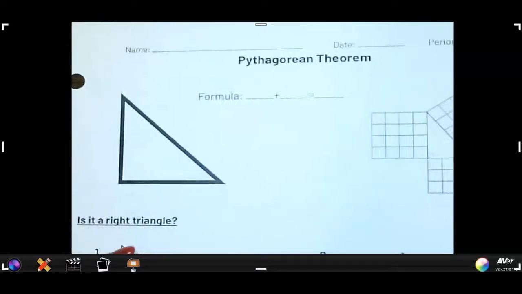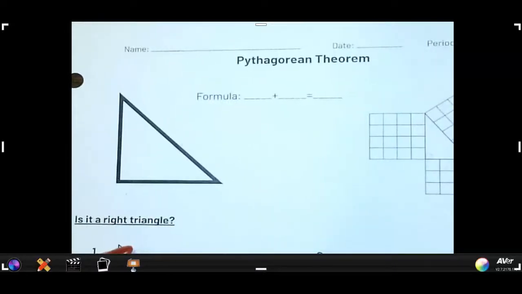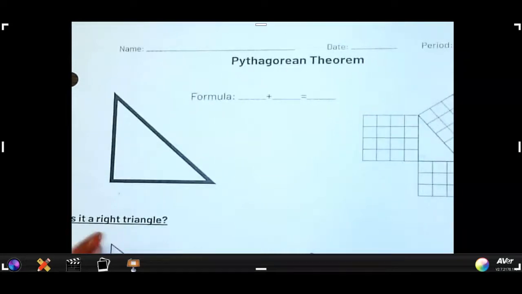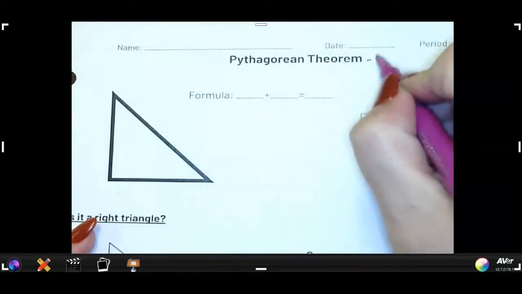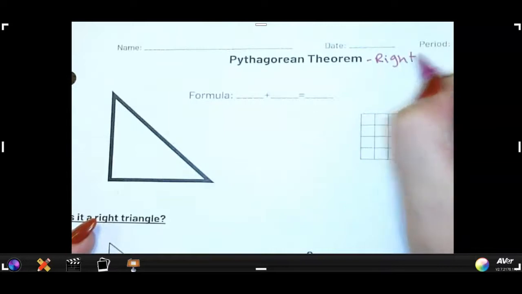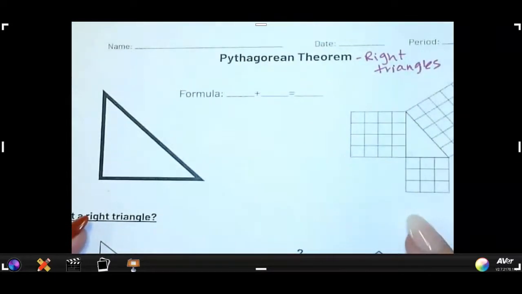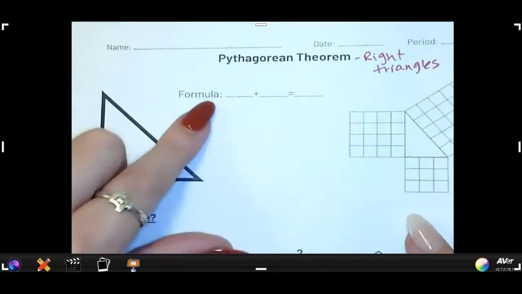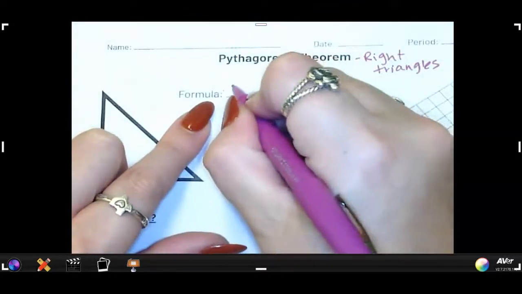Alright, this video covers our notes over Pythagorean theorem. First of all, Pythagorean theorem, you need to know, can only be used on right triangles. No other triangle will work. It must be a right triangle. Okay? The formula that we use for Pythagorean theorem is real simple.